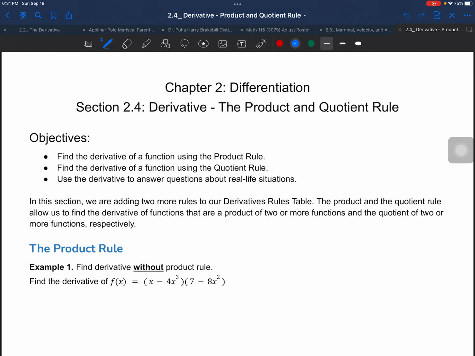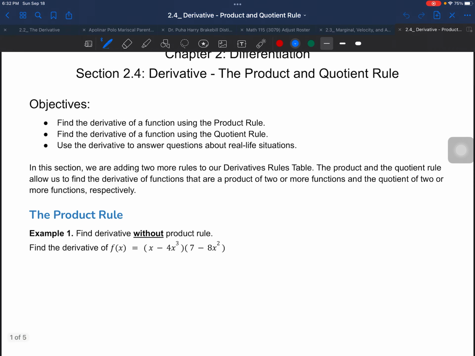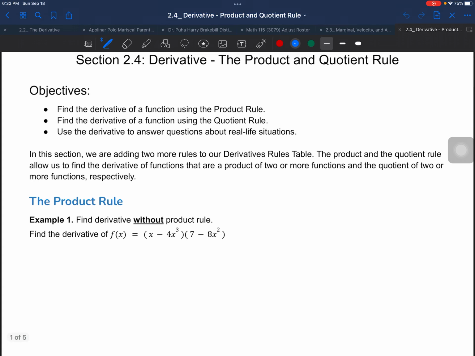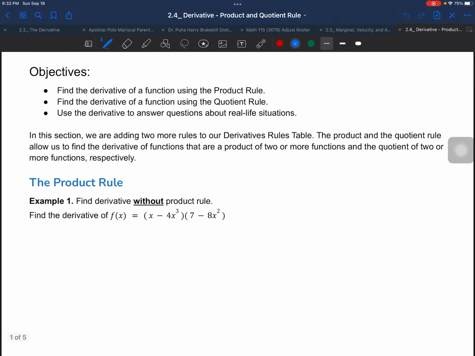Hi, welcome back. So today we're gonna talk about 2.4, the derivative formula for the product rule and the quotient rule. These rules are very essential, very important when we're trying to find the derivative of functions. And we're gonna see the benefit of using these rules from not using them before, right? And so let's jump in with the first one.